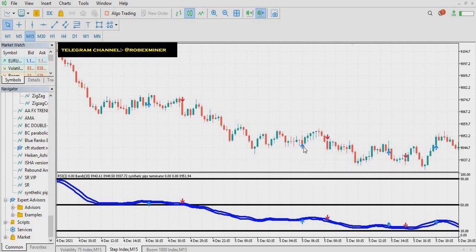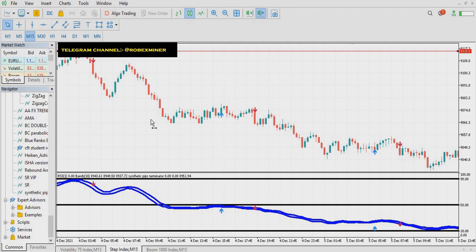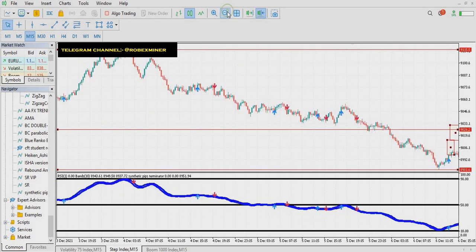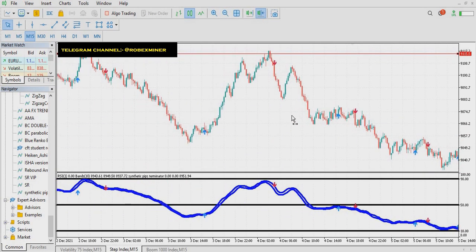So that means it's called sniper entry. Sometimes you can even use only this kind of strategy, red candle with blue arrow. So it depends on how you want to use it, but this one I'm telling you now is legit.